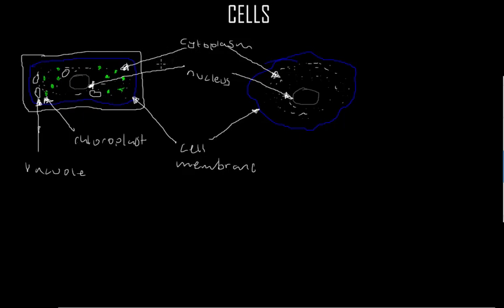And we can just run through the functions. The cytoplasm is the floor of the cell. The nucleus is the heart of the cell. The cell membrane is the security of the cell. Then we've got the chloroplast, we've got the vacuole, and I forgot to label the cell wall. Cell wall.